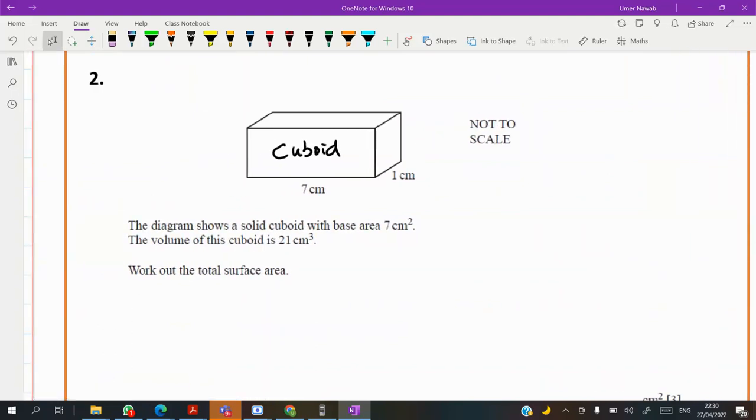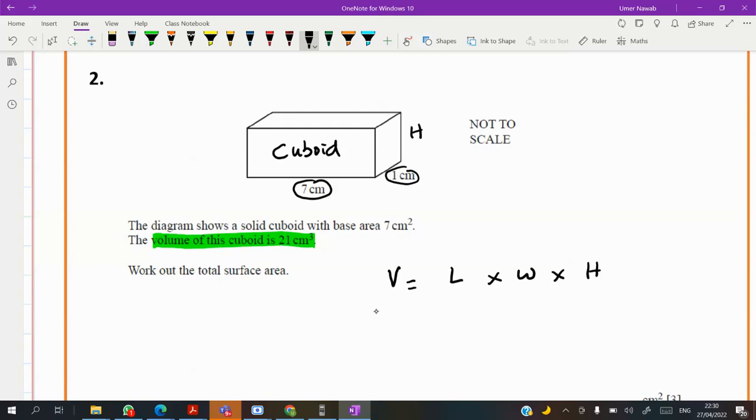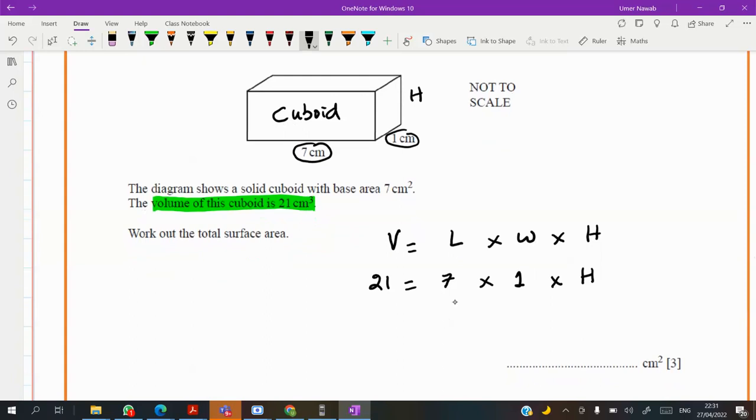In this question, he provided us the volume. As you know, volume is equal to length times width times height. Length is given, width is given, but the height is not given. So let's try to find the height first. The volume is given as 21, length is 7, and width is 1, and the height we can easily find. So 7 goes to the other side. 21 divided by 7 is equal to h. So h is equal to 3.